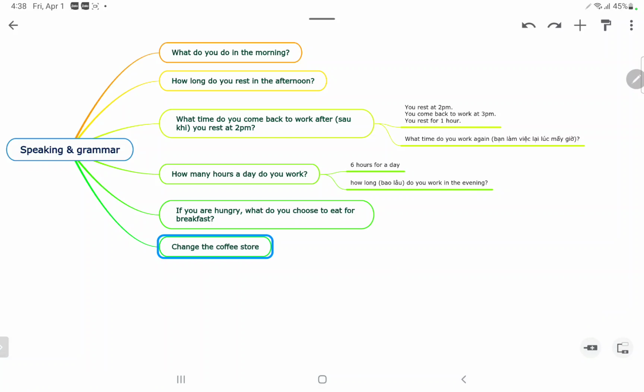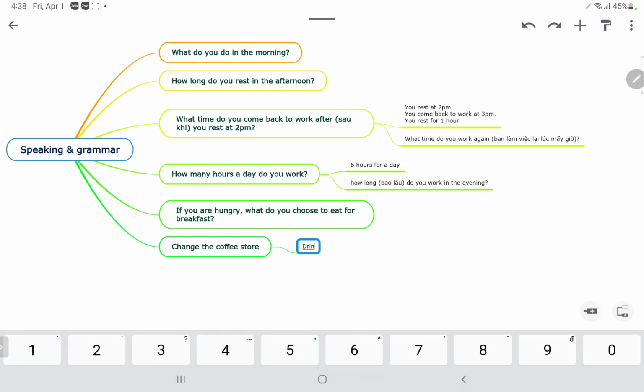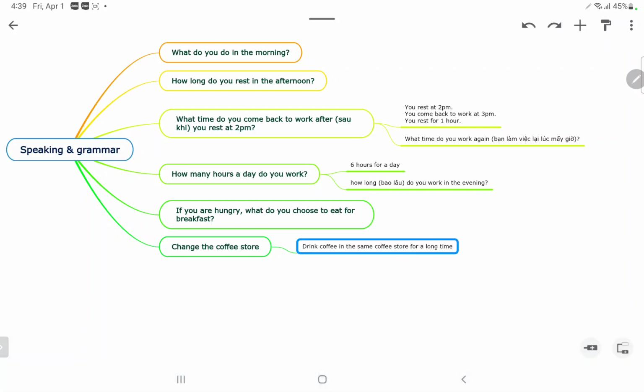No. Do you often change your coffee store? Or you drink coffee in the same coffee store for a long time? Very good. You don't change the coffee store.